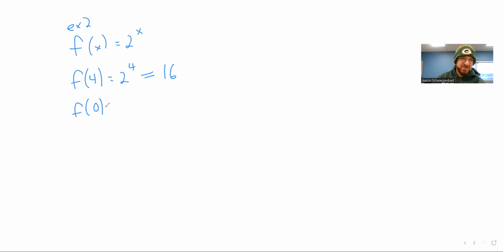F of 0, 2 to the 0. Anything to the 0 power is 1. It's really important that you know that and you keep it in your head. Anything to the 0 power is 1. That will make our default y-intercept be 1. 2 to the negative 3. Negative exponents move to the denominator, so 1 over 2 to the third, which is 1/8.